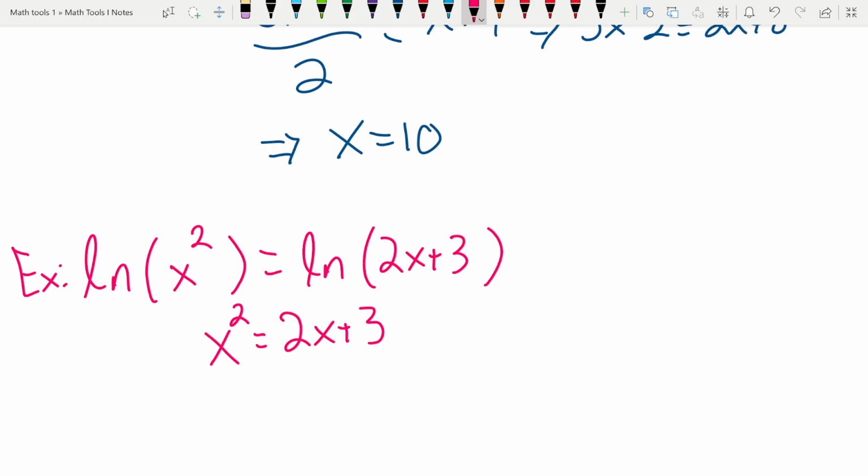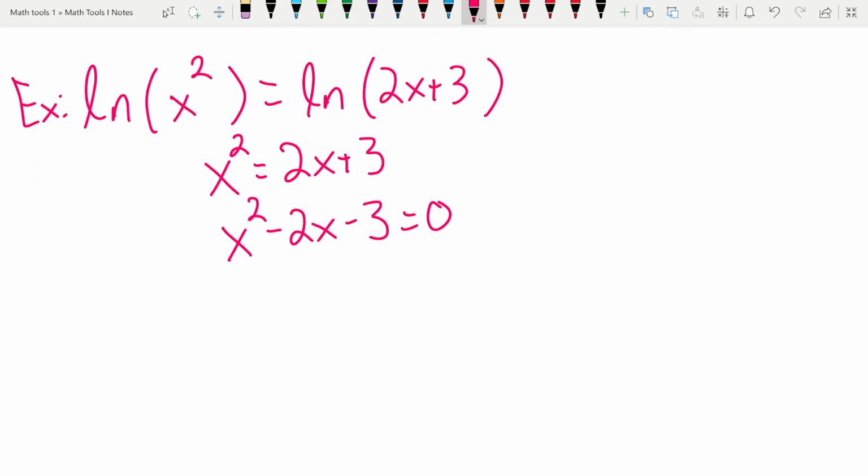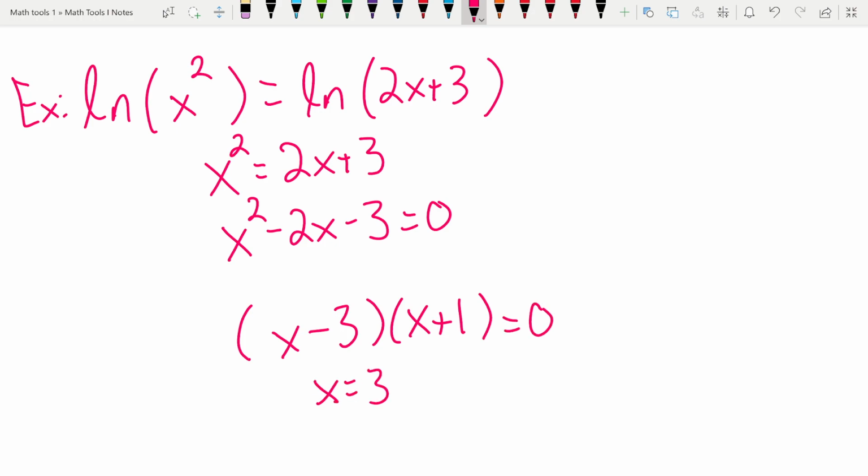Now this actually is a quadratic, right? So we should bring everything to one side first and then solve it. We have to use some of the older stuff to solve these problems still. And then we're going to get x minus 3 times x plus 1, it looks like. So we get x equals 3, x equals negative 1.